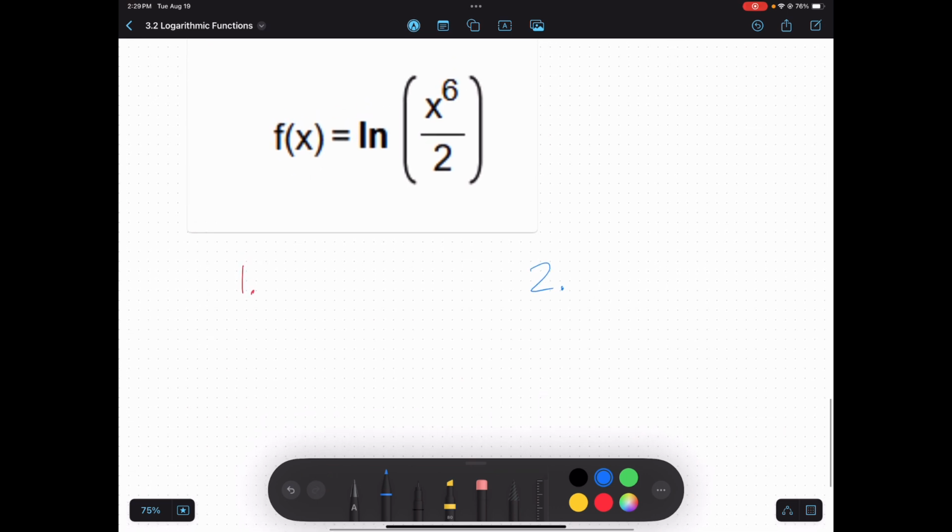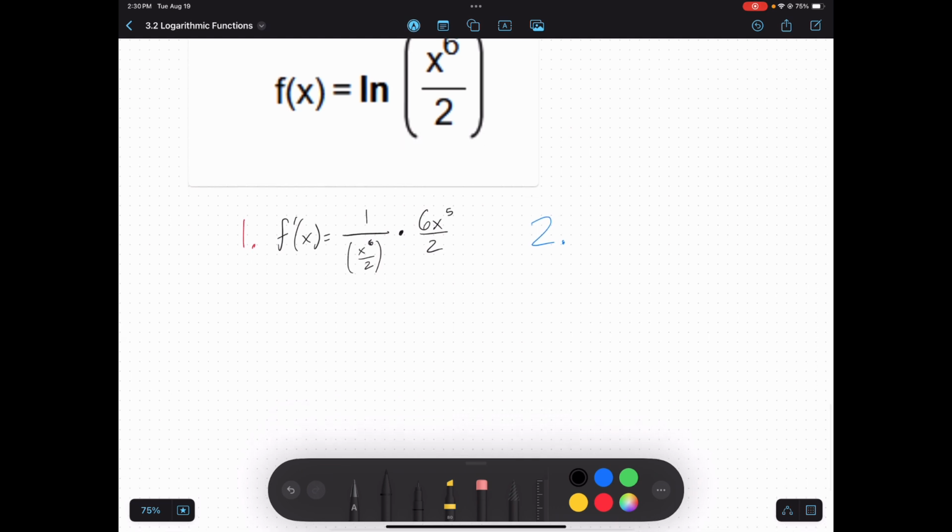The chain rule says I take the derivative of the outside function. What's the derivative of natural log? Well, f prime of x is going to equal 1 over my input. I don't want to just put x here because I'm not just doing the natural log of x. This is the natural log of x to the 6th over 2. So I get 1 over x to the 6th over 2. But then, because I have a function inside my natural log, I have to multiply by the derivative of the inside function. Well, what's the derivative of the x to the 6th over 2? Luckily, that over 2 is just a constant, so I can just keep it there. And I get 6x to the 5th over 2.